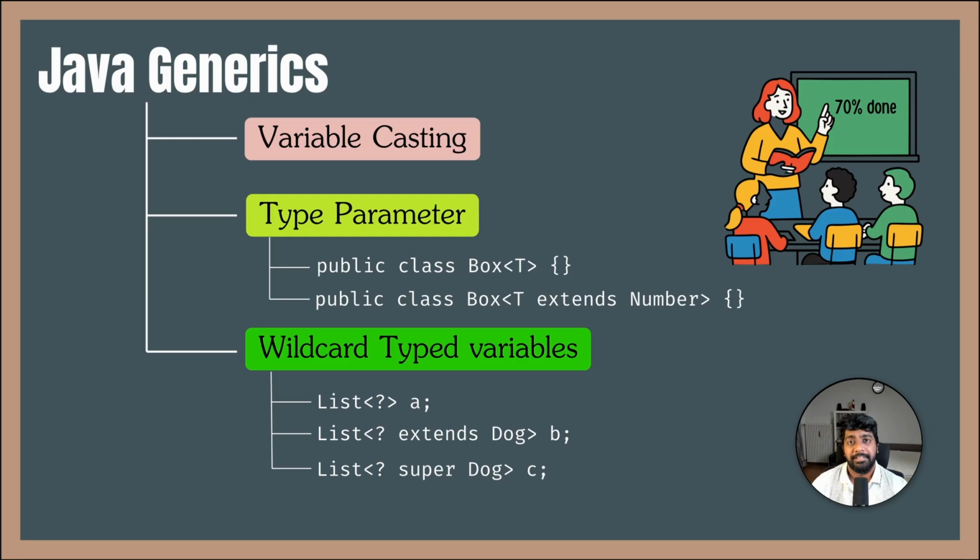First and foremost, we will learn about what variable casting is. Then we will learn about what the type parameter is when it comes to Java and generics. Finally, we will learn about wildcard typed variables.